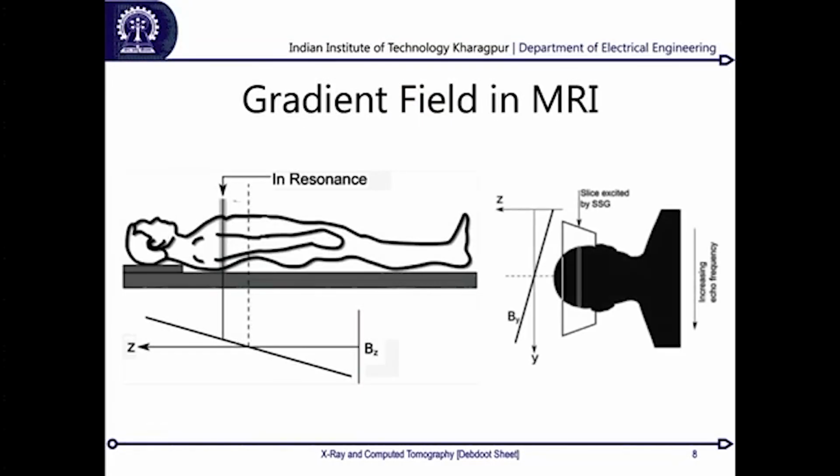Now from there, the other point is that I will have to do an XY discrimination as well, and in order to do that, we again apply the same trick. So we apply another gradient field along this Y direction. First I had this gradient field along the Z direction, which helped me in creating these slices. Now I apply a gradient field along the Y direction, which will help me in discriminating along this Y direction.